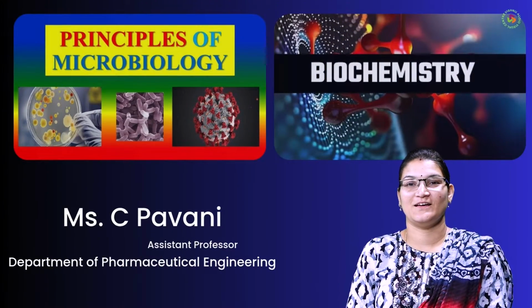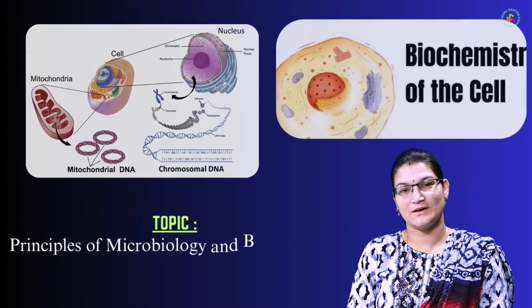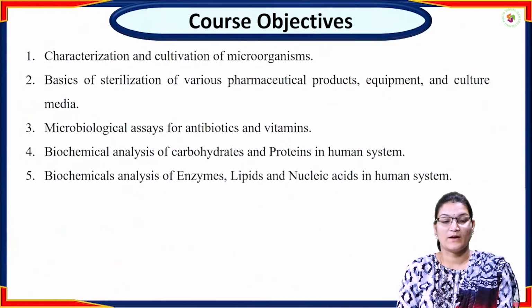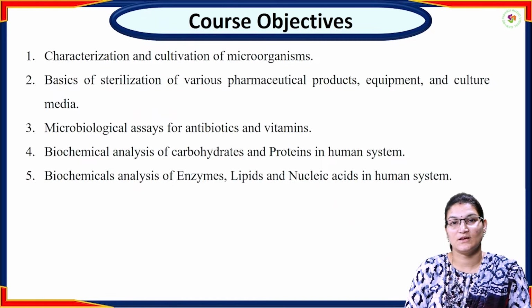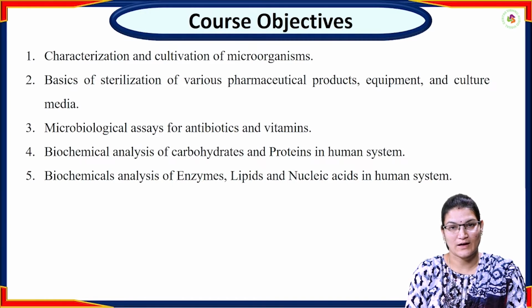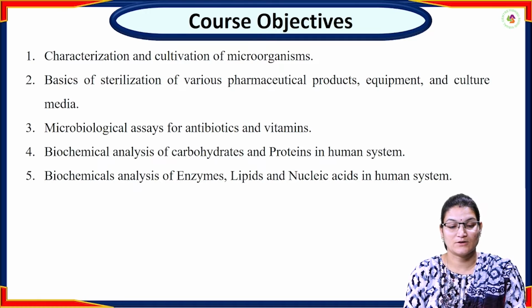Hello everyone. Let me introduce the course Principles of Microbiology and Biochemistry. We have 4 course objectives, out of which the first one is that students should be able to characterize and cultivate the microorganisms. Students should be able to know the basics of sterilization techniques which are used for the pharmaceutical products, equipment and culture media. And students should perform the microbial assays with respect to antibiotics and vitamins.